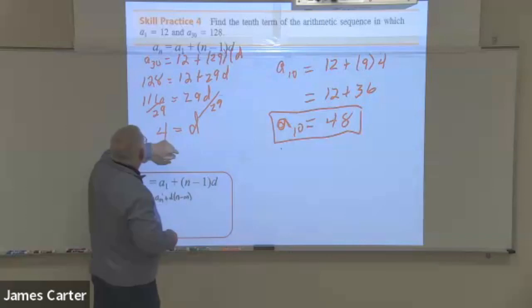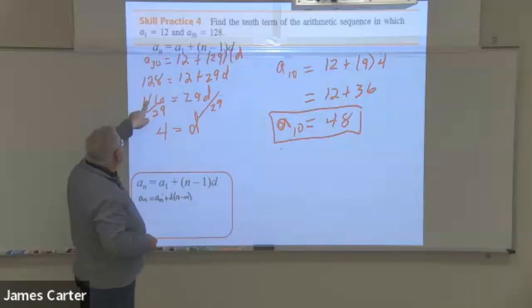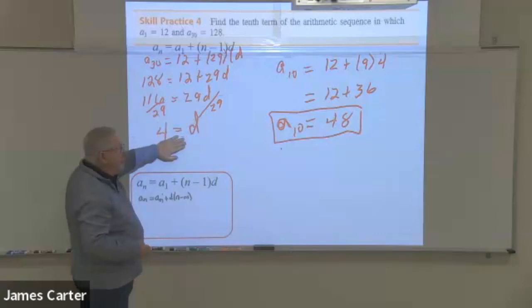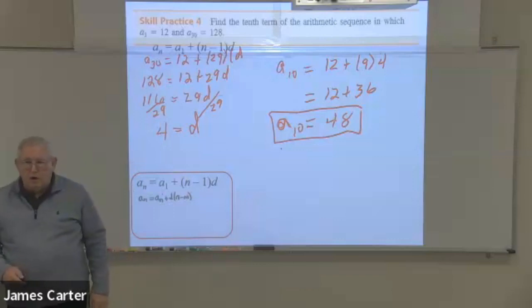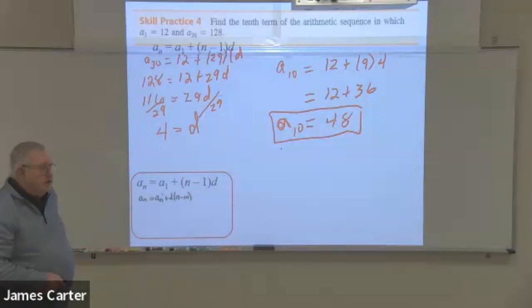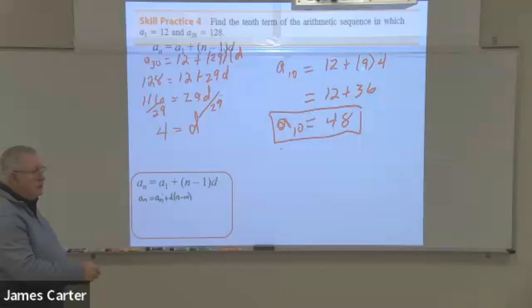And then we don't know d yet. We take the 12 over, get 116 equals 29d, divide both sides by 29, and we discover d is positive 4, in the same manner we did last time. Now this becomes a conventional problem with this formula. We put in the first term, and we want to know the 10th term. 10 minus 1 is 9, and d is 4, which gives us a total of 48 for the 10th term.